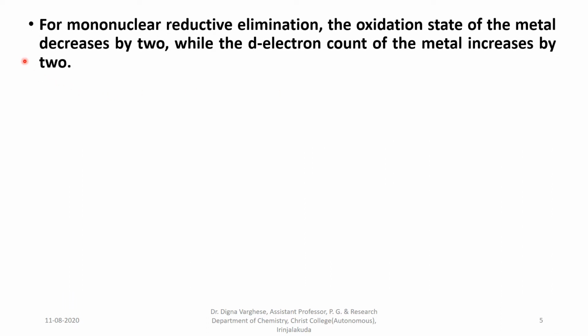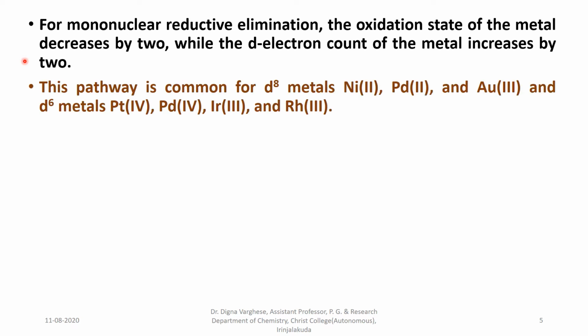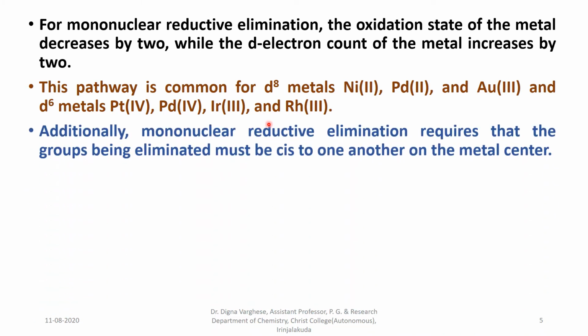For a mononuclear reductive elimination, the oxidation state of the metal decreases by 2 while the d electron count of the metal increases by 2. This pathway is common for d8 metals, that is nickel 2, palladium 2 and gold 3, and d6 metals like platinum 4, palladium 4, iridium 3 and rhodium 3. Additionally, mononuclear reductive elimination requires that the groups being eliminated must be cis to one another on the metal center. The reductive elimination happens only when the eliminating groups are cis to one another on the metal center.